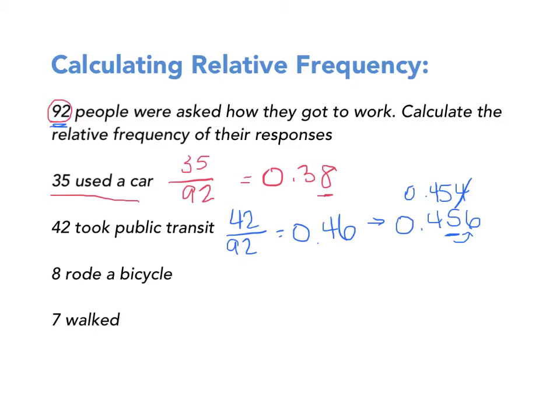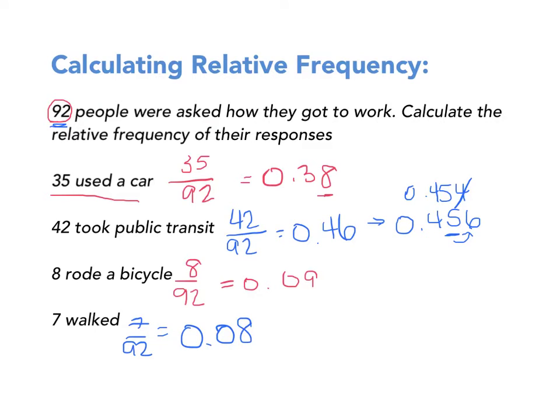Okay, for the next one, 8 rode a bicycle. We have 8 over 92. 8 divided by 92 is 0.09 after rounding. And for our last one, 7 people walked. 7 over 92, which is going to be, I need to round again, 0.08.